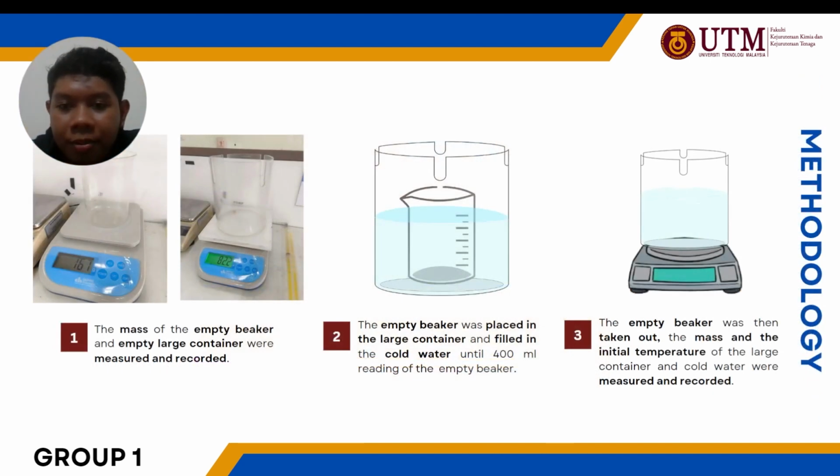Step 1. The mass of the empty beaker and empty large container were measured and recorded. Step 2. The empty beaker was placed in the large container and filled with cold water until the 400 milliliters reading of the beaker. Step 3. The beaker was then taken out. The mass and the initial temperature of the large container and cold water were measured and recorded.